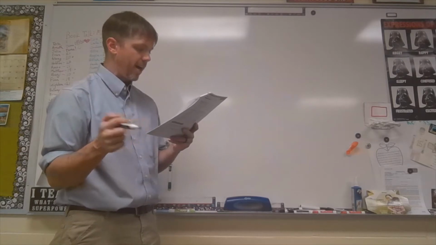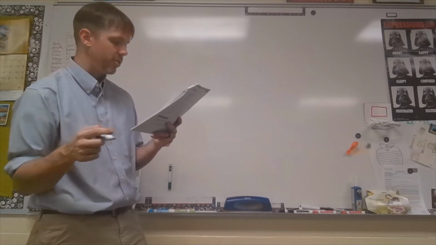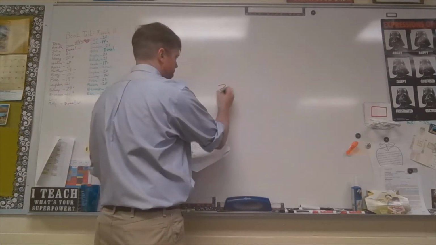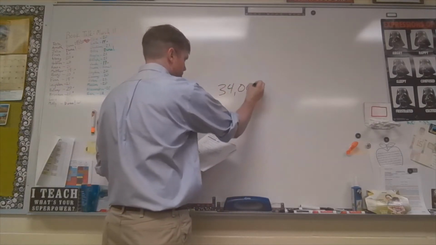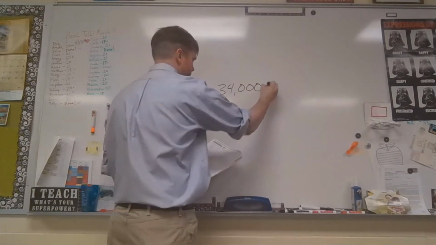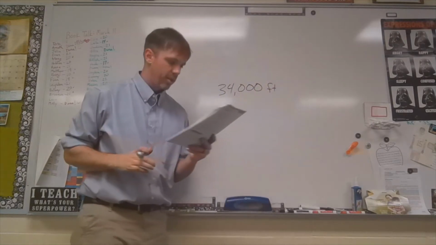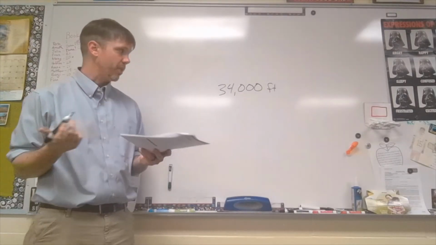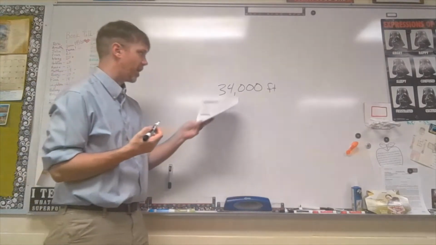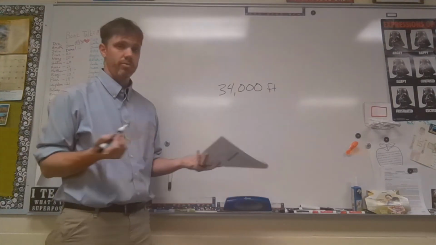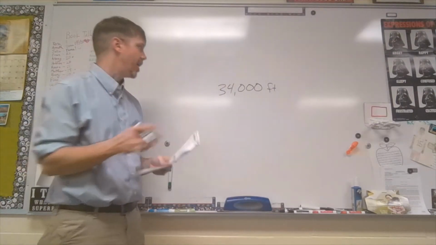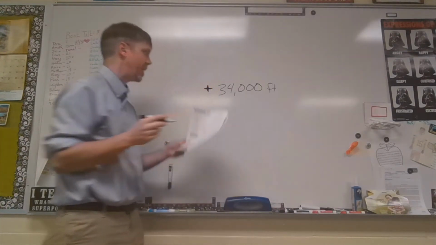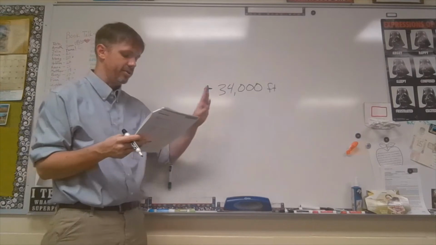Number 5 says a passenger's jet flew at an altitude of 34,000 feet. So this is an airplane, okay? And it flew at 34,000 feet. So how would you write that integer? Well, a lot of times we actually just write positive integers just as regular numbers, but you could also put the plus sign there just to make sure that it's clear that you are positive 34,000 feet.